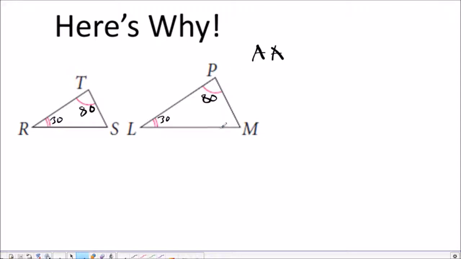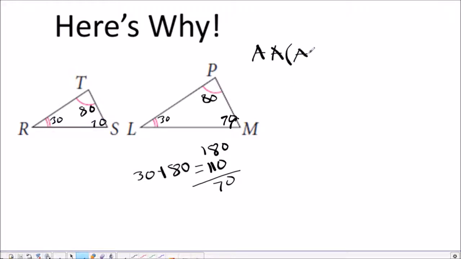Okay, well, what about that third angle? Let's see. You have 30 and you have 80, so let's add them together, and we get 110, which means that when we take 180 and subtract 110, we get 70. So that's 70. We would do the same math here, and that's also 70. Some people wonder, wait a minute, don't we need the third A? Because angle, angle, angle, don't we need 3 letters? Well, no, and here's why.